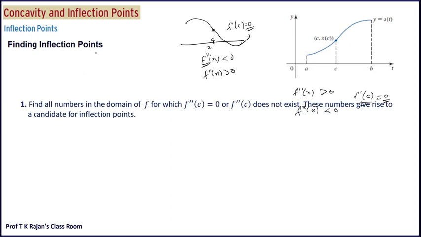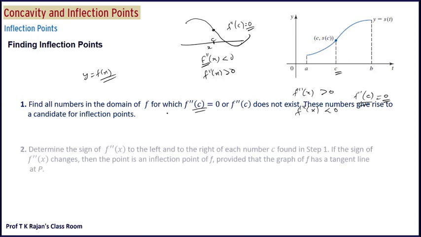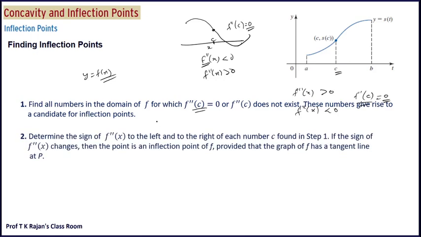How do we identify inflection point c if a function is given? Suppose y is equal to f x is given, then how do we get the inflection points? First, you identify the numbers where f double dash x is equal to 0 or f double dash x does not exist. Suppose c is such a point, f double dash c equal to 0 or f double dash c does not exist, then c is likely to be an inflection point.